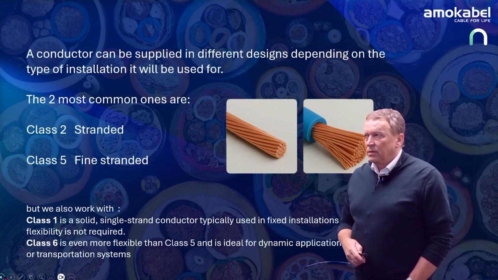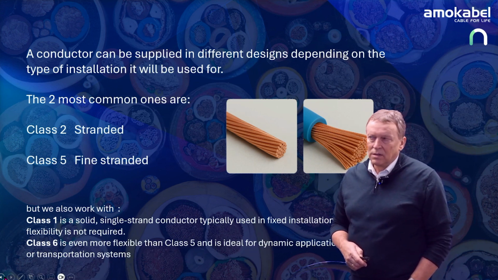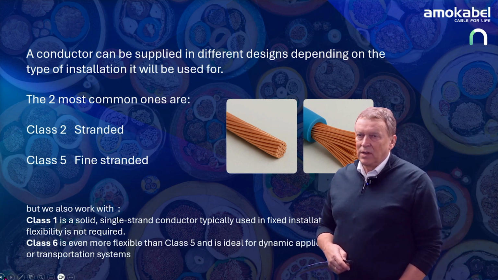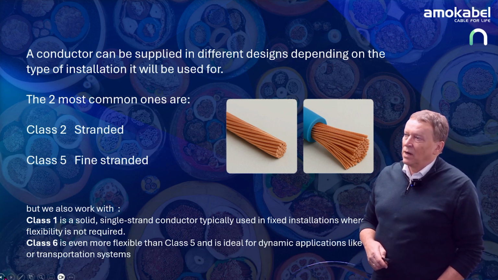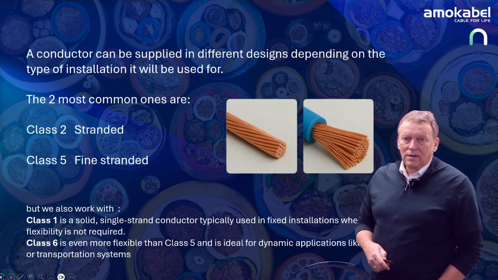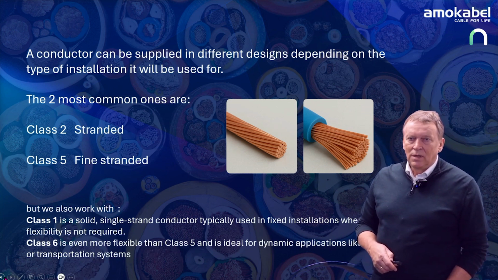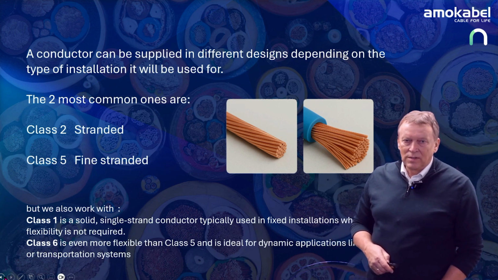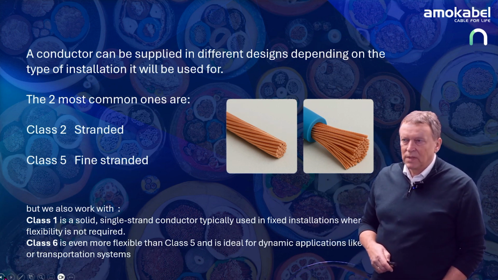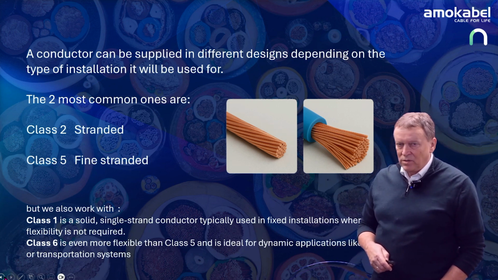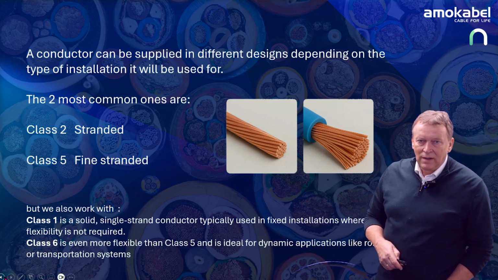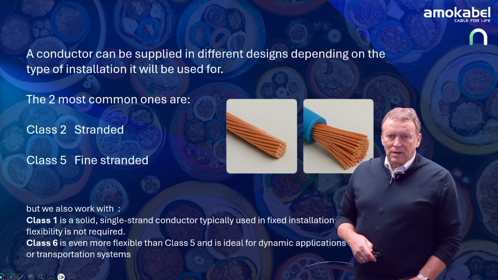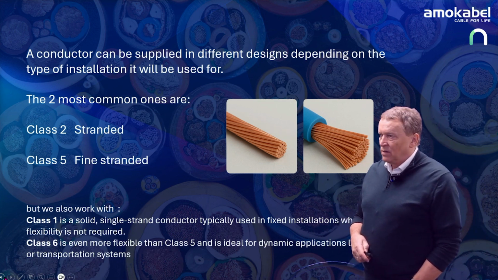A conductor can be supplied in different designs, depending on the type of installation it will be used for. The two most common ones are Class 2, stranded, that is relatively stiff, used for industrial setups and power distribution. Class 5, we say fine stranded, is a flexible multi-stranded conductor used where bending is necessary, such as panels and machinery.